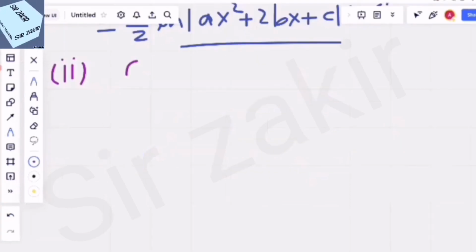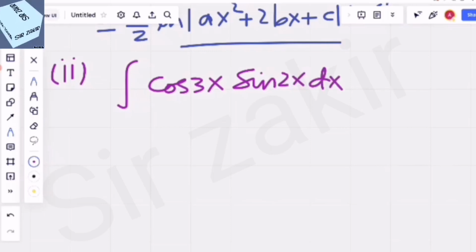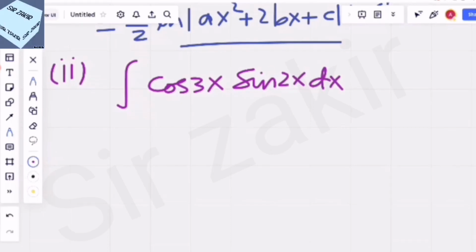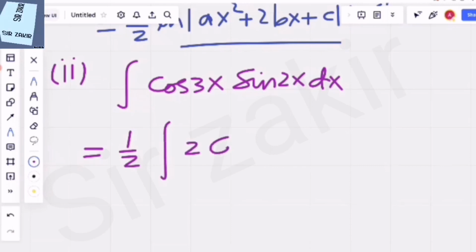After that we have part number 12. What is part 12? Integration of cos 3x sin 2x. There are two functions here. Here the angle is not the same. That is why we transform it into a sum. So for that we multiply by 2 and divide by 2.